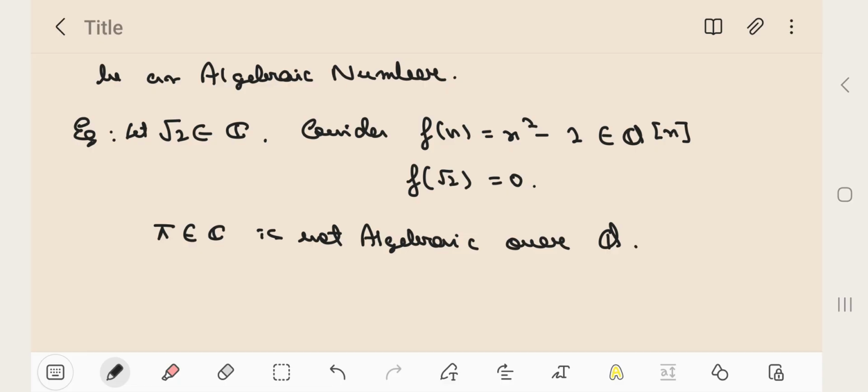For example, e is also not algebraic over Q. So whenever we talk about field extensions where the superfield is the complex field and the subfield is Q, then these algebraic elements are simply called algebraic numbers. And I hope you have already understood what we mean by an algebraic number. So these are all those complex numbers which can be expressed as roots of some polynomial over the rational field. Okay.